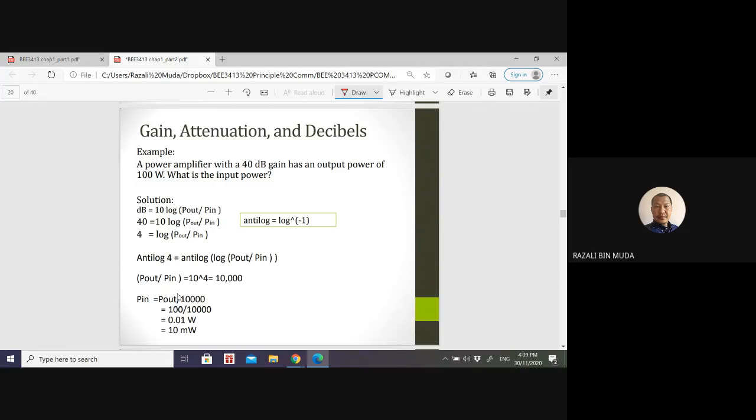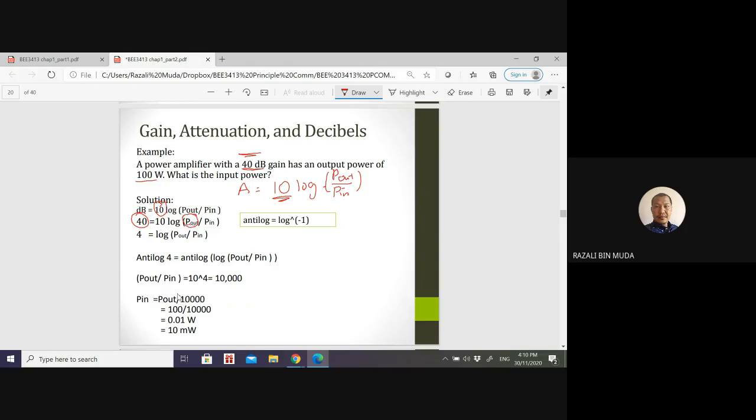Okay, almost the same. A power amplifier with 40 dB, so the answer is given already, has an output power of 100 watt. What is the input power? So you know A is equal to 10 log of output power over P input, right? Because it is power, you have 10 here. But it is given already, this is 40 dB gain. The output power is 100.